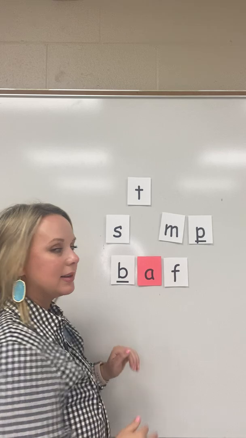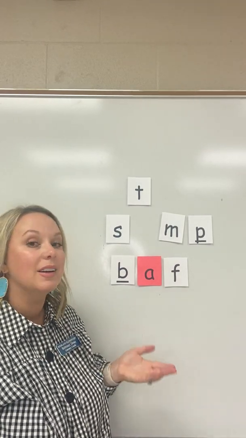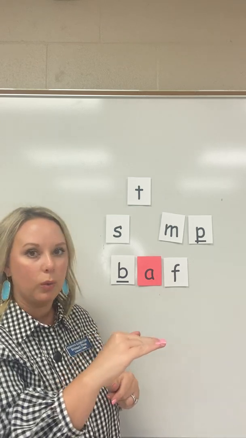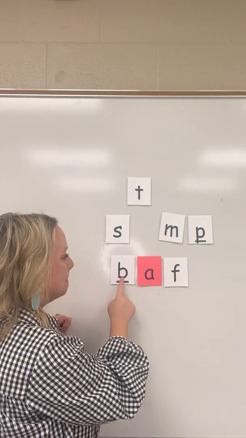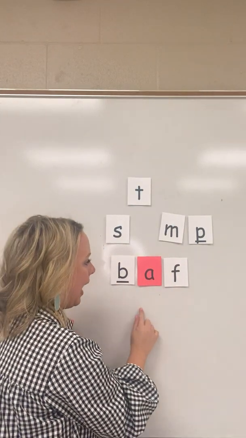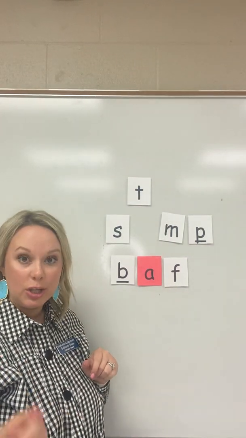B-A-F. Let's practice the strategy that we've learned whenever we come to a word that we don't know. We're going to touch and say each sound, read it slowly, and then read it fast like a real word. B-A-F, baf, baf. Very good. I want you to try it now.